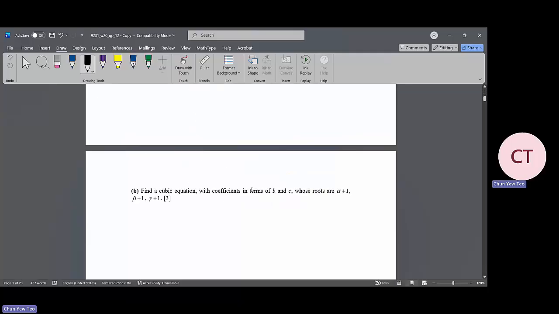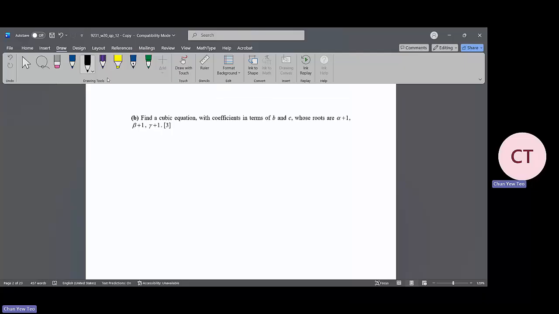Now we move on to part b. We want to form a new cubic equation where the roots are now alpha plus 1, beta plus 1, and gamma plus 1. We just need to use a substitution of y equals x plus 1, then we will get x equals y minus 1. Your original cubic equation is this, but the d we already found is 1, so we just write plus 1.